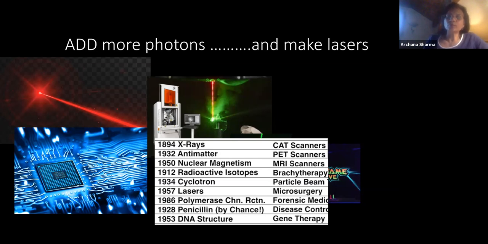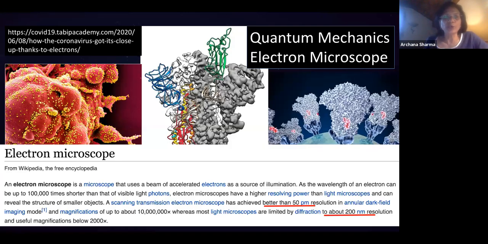So not only in terms of physics, but in terms of surgery, in terms of forensic medicine, in terms of disease control, and of course, treatments which are based on the DNA structure, which was possible only by using a microscope. And how does the microscope work? The light microscope is limited by diffraction to about 200 nanometers of resolution, while a scanning transmission electron microscope has achieved better than 50 picometer resolution. And this is incredible because this has allowed us to see the very first beautiful pictures of the coronavirus.